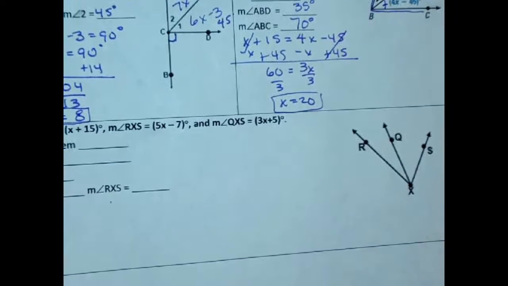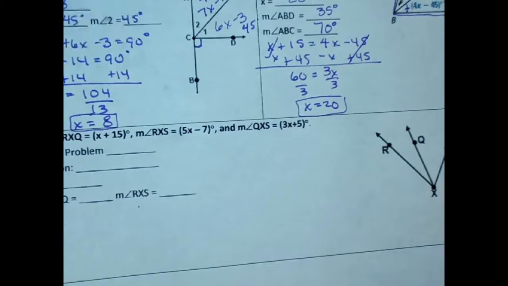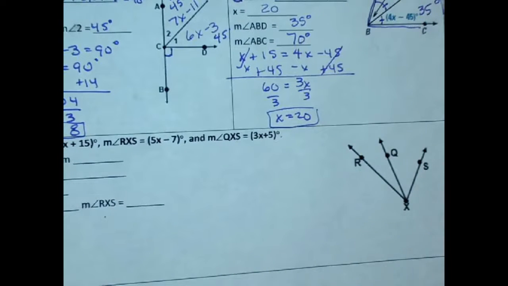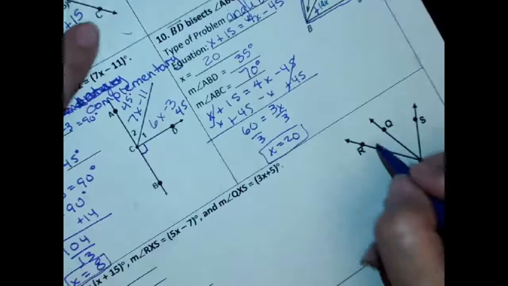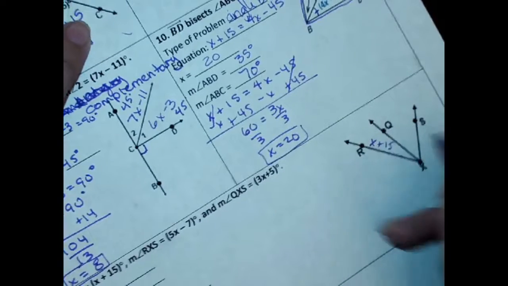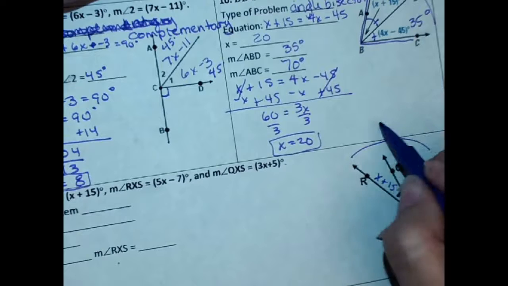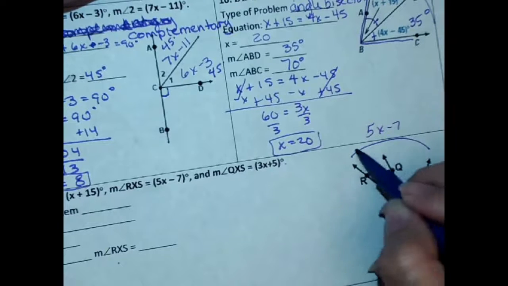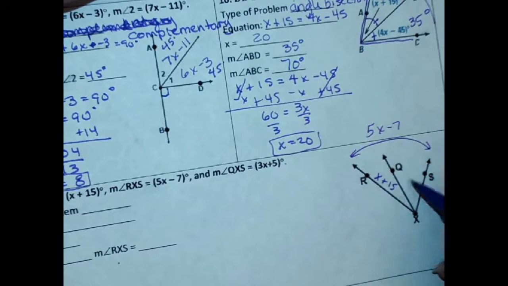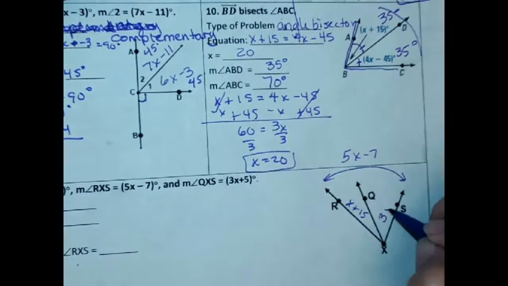Alright, and finally we have this problem. It doesn't tell me that they're 90 degrees, it doesn't tell me that it bisects or anything, but I do have 3 angles here. RXQ, this one, is x plus 15, RXS, ooh, that's the big one, is 5x minus 7. And QXS, that's this one here, is 3x plus 5.